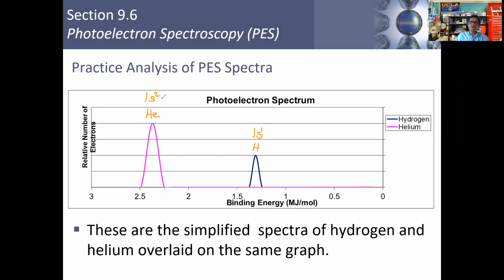Why wouldn't both peaks appear in the same place? There has to be a reason why the helium peak shifts further upfield than the hydrogen peak. Okay, let's go ahead and draw out what we have.